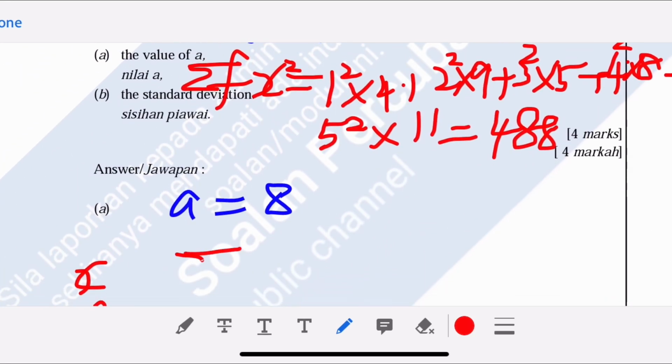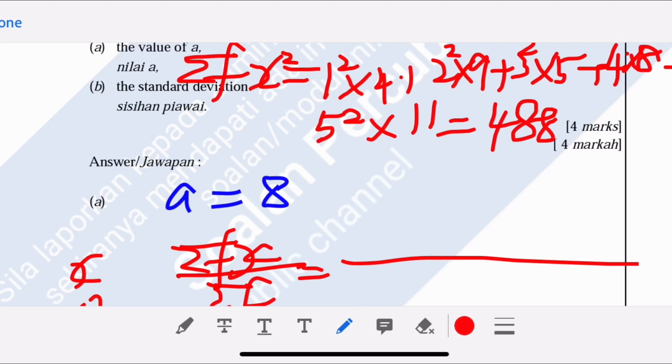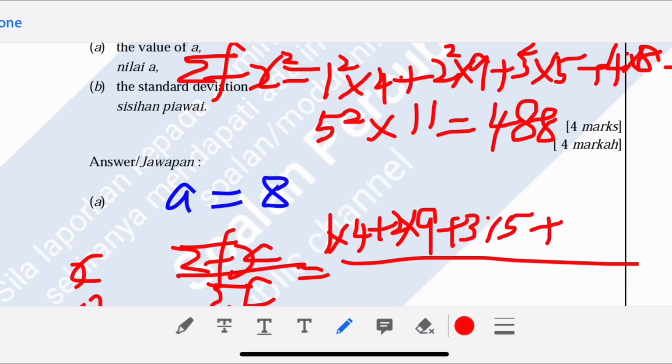So it's 1 square times 4 plus the 2 square times 9 plus the 3 square times 5, and so on and so forth, plus the 4 square times 8 and 5 square times 11. So your summation of frequency times the score square is 488, and then we have to find the summation of the frequency times the score, which is summation of fx.